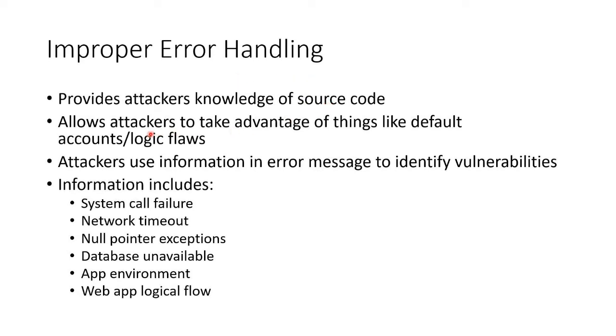So we can, as an attacker, take advantage of things like default accounts and logic flaws. We use information in error messages to help identify further places to attack or vulnerabilities. The information could be network timeouts, system call failures, null pointer exceptions, databases not available, app environment problems, web app logic flow. Any one of these might return information that helps us attack farther.